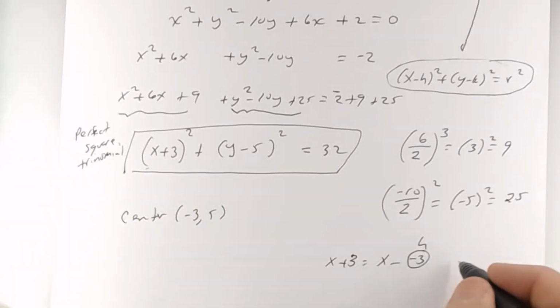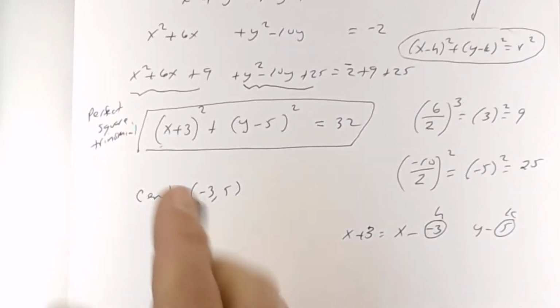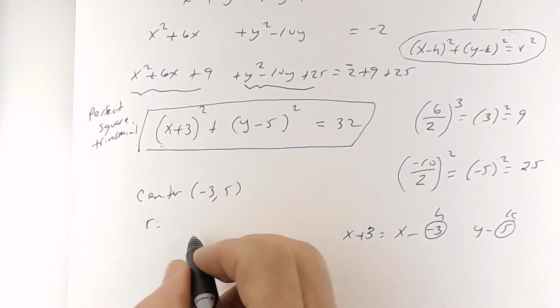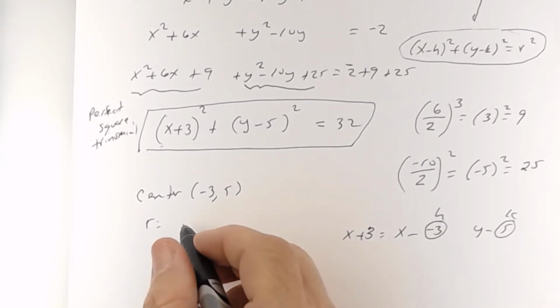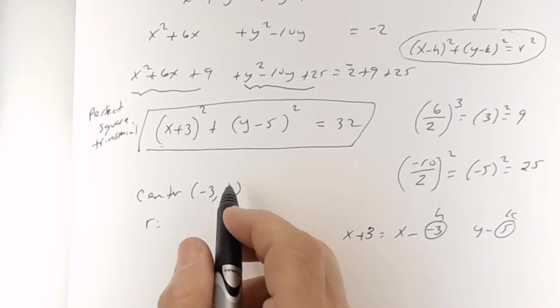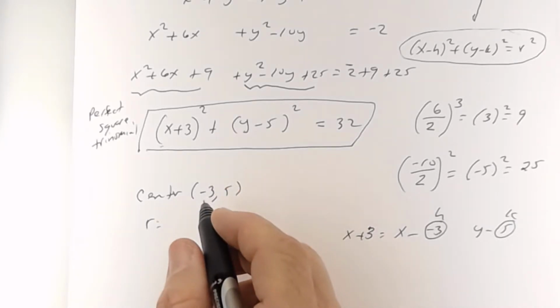And then y minus 5, so this part right here is already your k, because it's already written in the form y minus. But what's the radius? 4 square root... Just go ahead and tell me what to do. 32. The radius is not 32. The radius is what? Square root of 32.